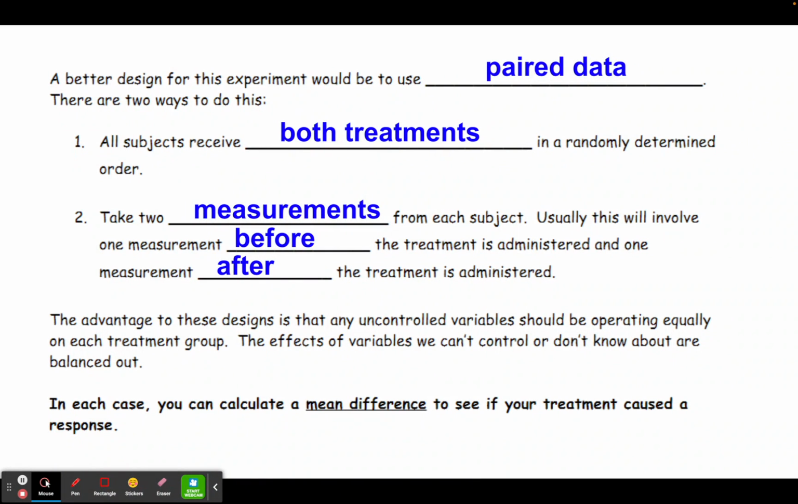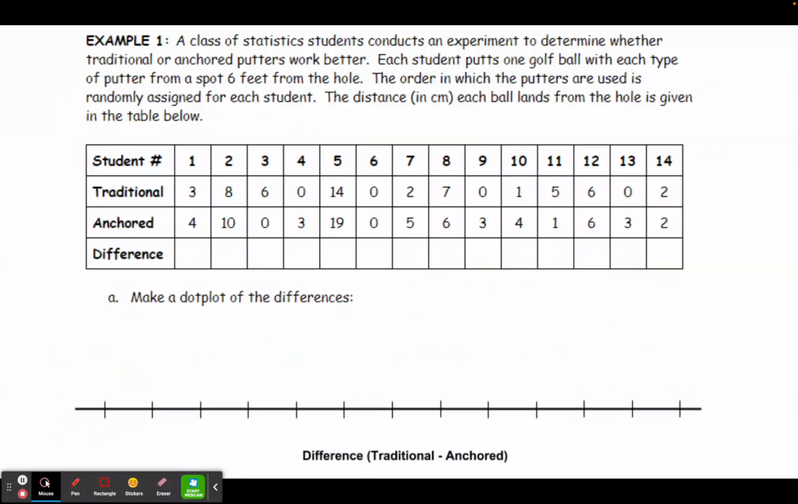So, in each case, then, what you're going to really look at is calculating a mean difference to see if your treatment caused a response. So, as an example, we have some data here where we have a class of statistics students that's conducting the golf experiment, and they're doing it in the paired way. So, each student putts one golf ball with each type of putter from a spot 6 feet from the hole. So, that's a variable that we've controlled. We're making sure that each student is putting from the same distance.